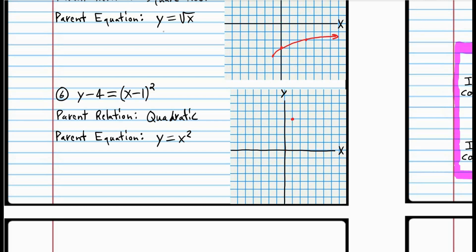So then we can use our framework. You go over 1, up 1, you get your next point. And over 1, up 1, you get your next point. Use that framework, and then just connect the dots. So if you got that basic shape, good job. Go ahead and try number 7.